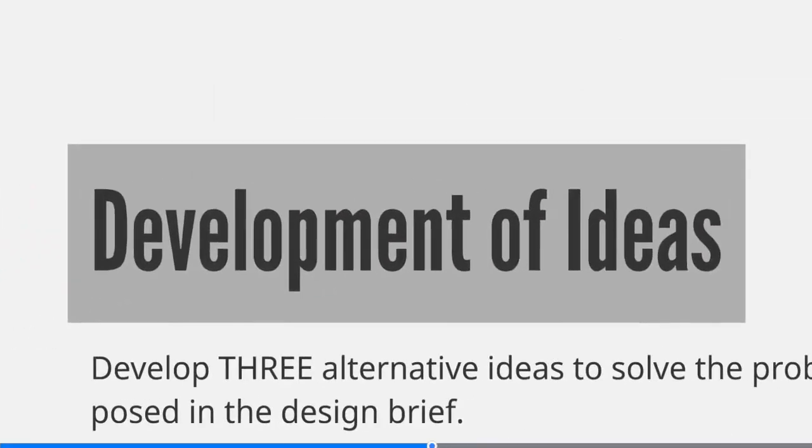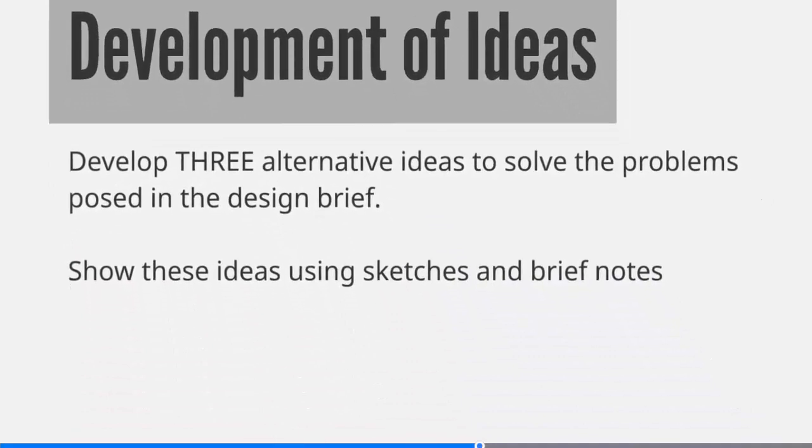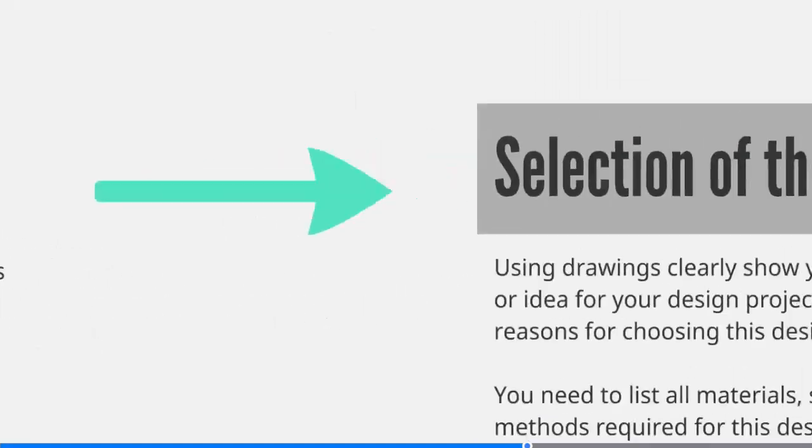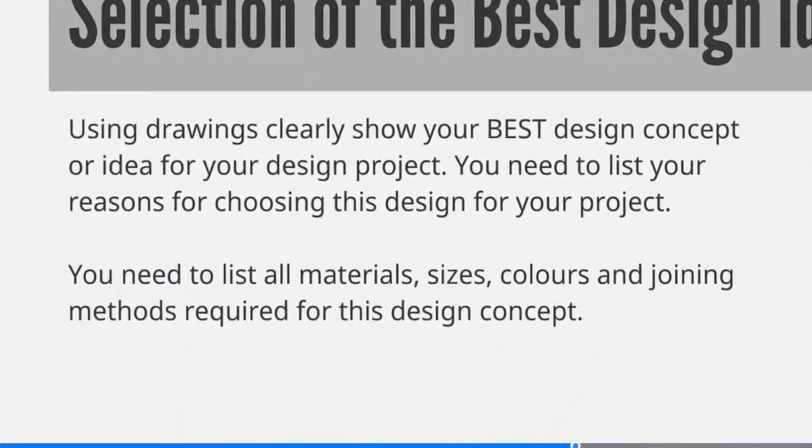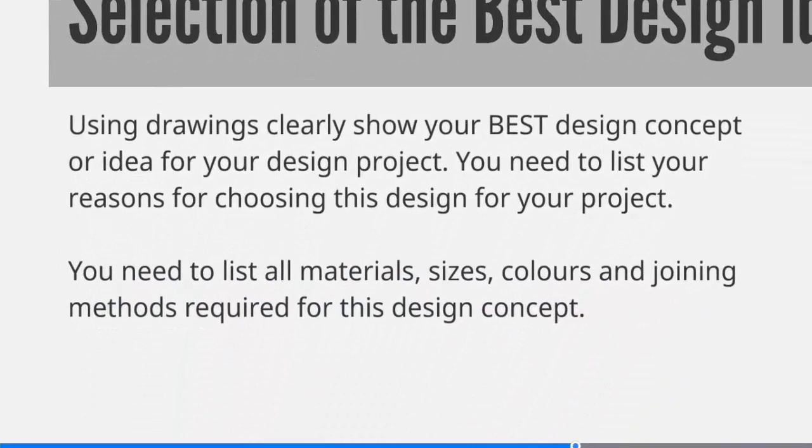We then move into the development of the ideas. Now, you need to come up with a few different ideas and weigh up the options and see which one of those ideas will actually be best for creating the project. We then need to pick the best idea. So once we have all of our sketches, we then need to have our best idea, which will have all the ingredients for the project, which will include the different types of materials, the sizes, the different colors that will be used.